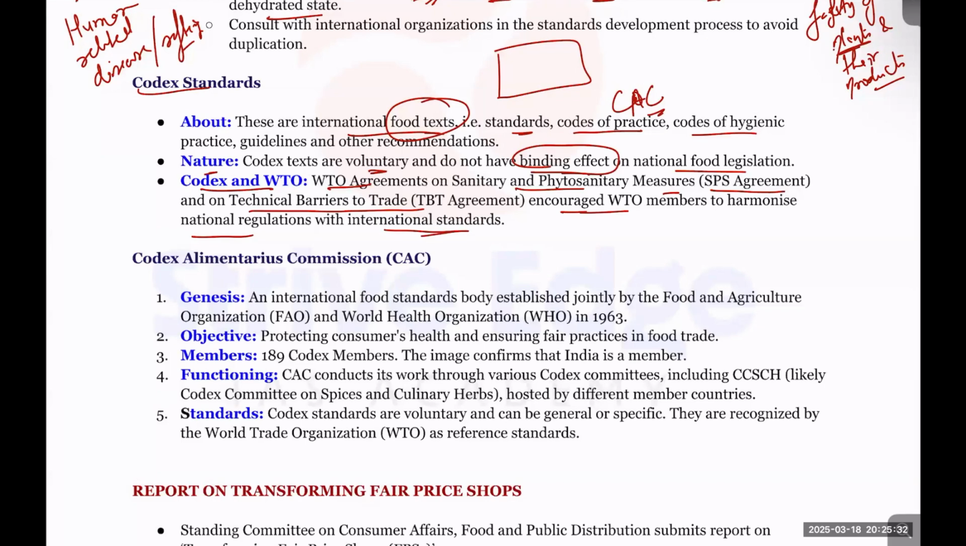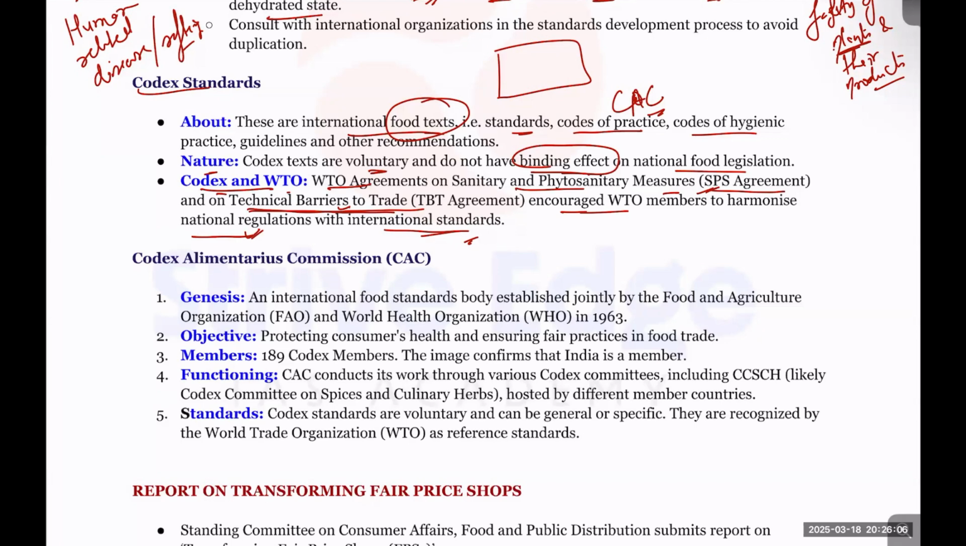Okay, so though these two bodies, Codex and WTO, are different, what WTO wants is that every member of WTO should be forming some standards in their national regulations related to sanitary and phytosanitary measures, and also the technical barriers to trade, TBT. Okay, so some of the standards should be there. What are the technical barriers to trade that you people must have knowledge about?